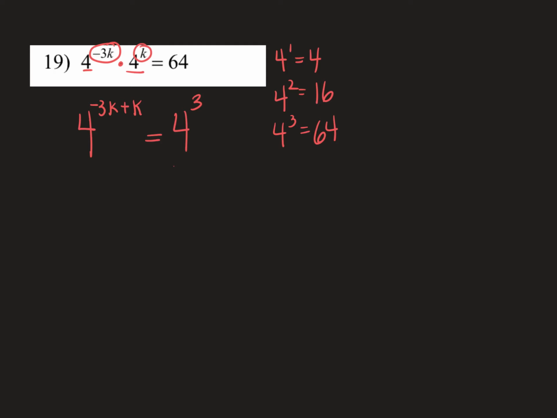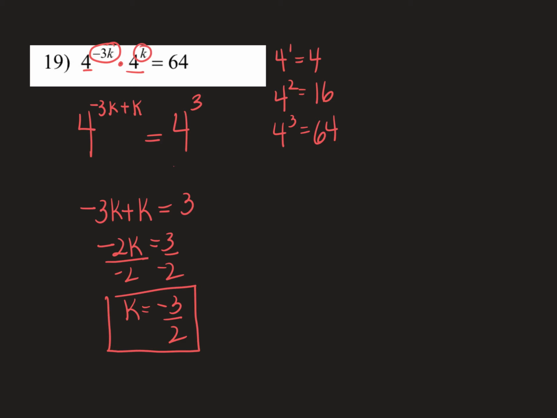And now my bases are the same, so my exponents are equal. Negative 3k plus k equals 3. So negative 2k equals 3. Divide by negative 2. k will equal negative 3 over 2. Please no decimals. And please no mixed numbers. Leave it as an improper fraction.